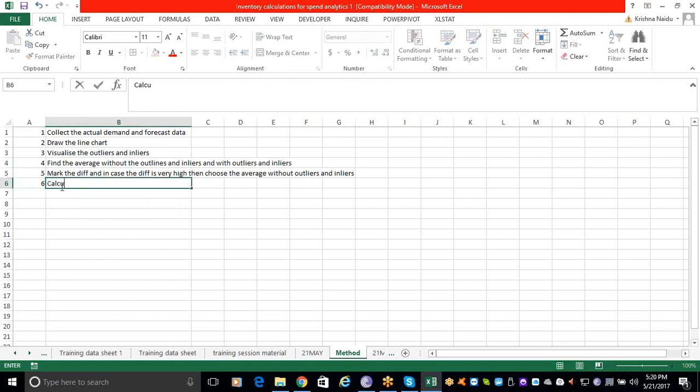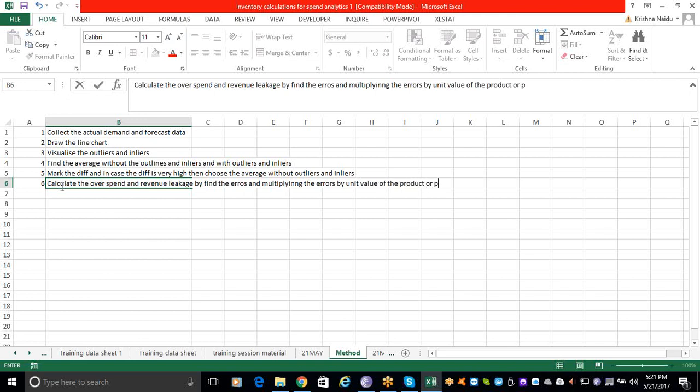Calculate the overspend and revenue leakage by finding the errors and multiplying the errors by unit value of the product or part.